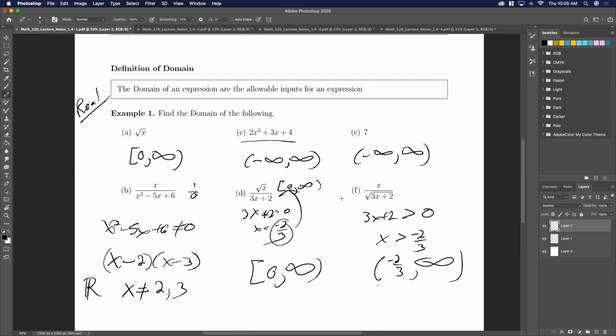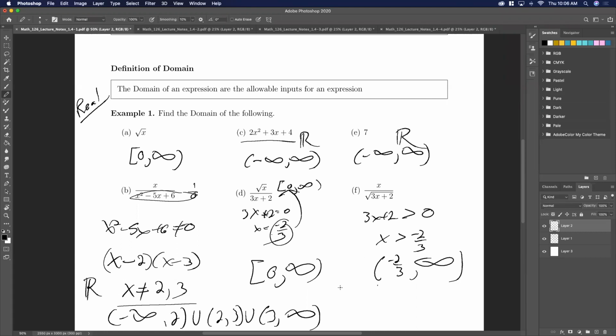The main things about domain here: the square root has to be from 0 to infinity. If it's on the denominator, it can't be 0. So here we have to throw away these two numbers, so everything but those two. If I wrote it out the other way, it'd look like this: minus infinity to 2, union 2 to 3, union 3 to infinity. If you write it this way, that's fine. If you wrote here the domain is all reals except those, that's fine too.